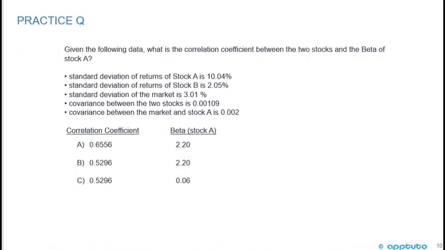So this is the last practice question to finish this LOS. It's a little bit more difficult because we have to do more than one calculation in the 90 seconds. You can see by looking at the answers what's required. You need to calculate not only the correlation coefficient, but also the beta. So let's look at the data that they've given to us. Given the following data, what is the correlation coefficient between the two stocks and the beta of stock A?